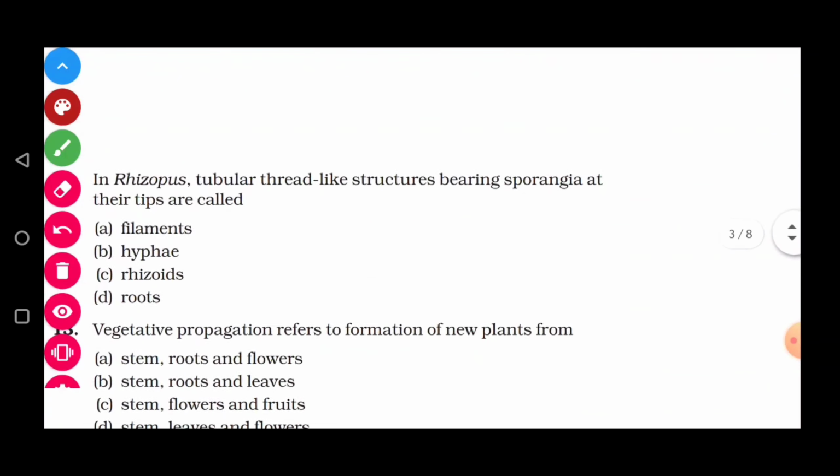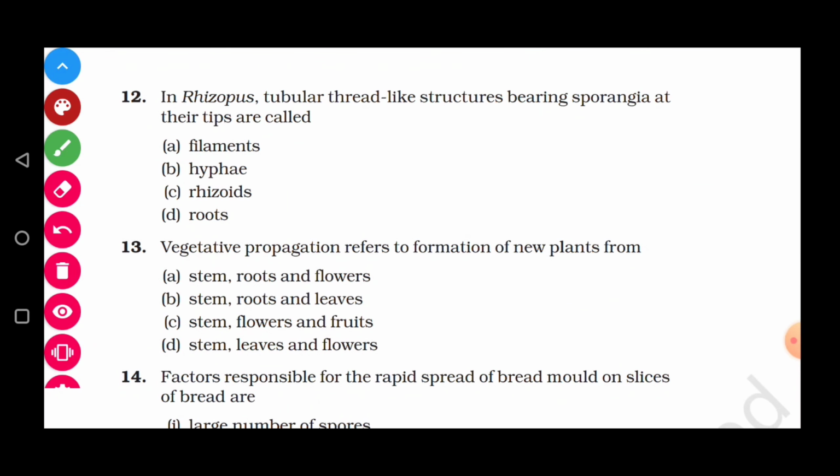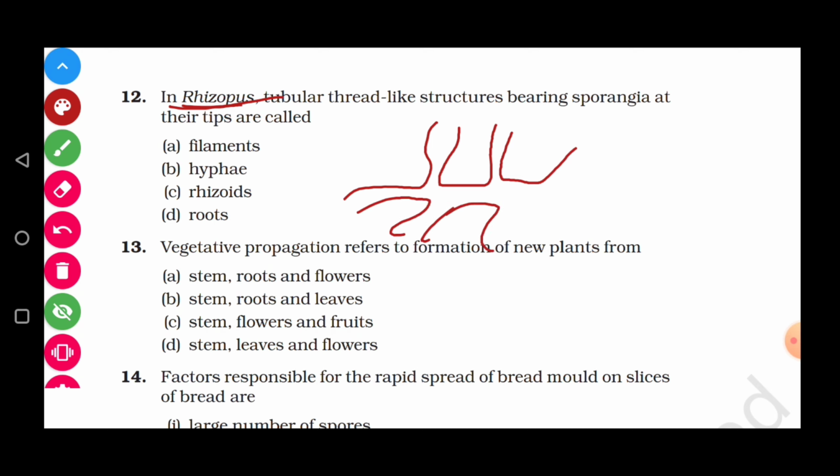Question number 12. In Rhizopus, tubular thread-like structures bearing sporangia at their tips are called as. Rhizopus is a fungus and it has a tubular structure. If you have seen the diagram, you may remember, we get to see this kind of structure of Rhizopus, and they have tubular structure on which the bag-like structure is formed, which is known as sporangia, and these tubular structures are known as hyphae. So the name of this structure is hyphae. So the correct answer is hyphae, on which sporangia are borne.